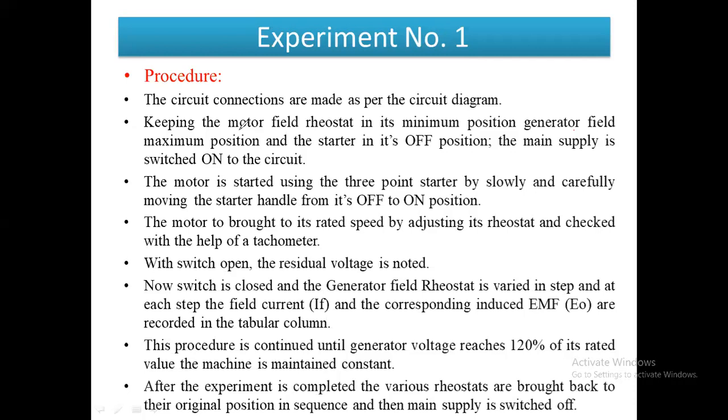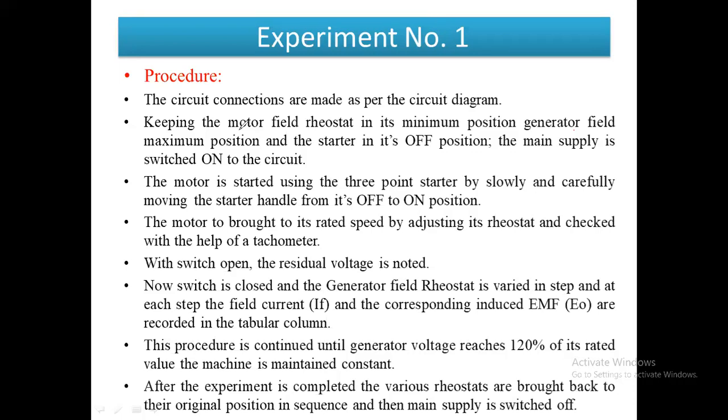Remove the connection. Before removing the connection, perform the reverse of the procedure that was performed earlier. First of all, we vary the rheostat: one rheostat is kept at a minimum position, and one rheostat is kept at a maximum position. After that, we switch off the supply and then remove the connection.